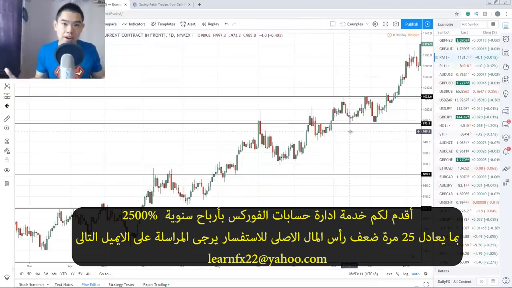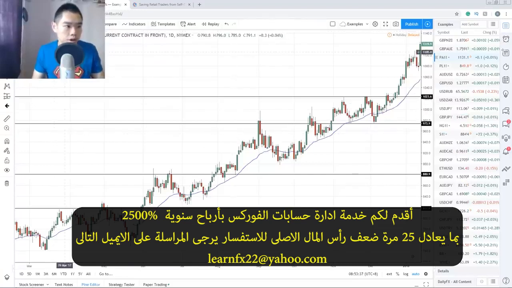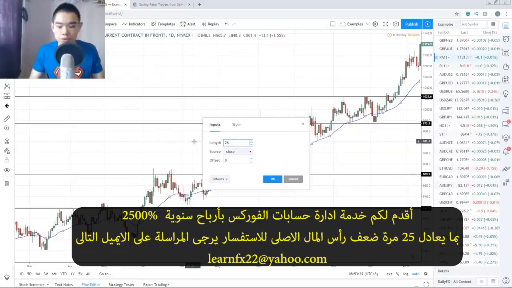Indicators are not bad. Indicators are only, I would say, bad if you rely on them solely for entries and exits, if you just trade them in isolation without taking into consideration the context of the market. But now that you understand the context of the market, it's in an uptrend, you can even use, for example, the 50 period moving average. This one here is 26. I'm just going to change the number to 50.